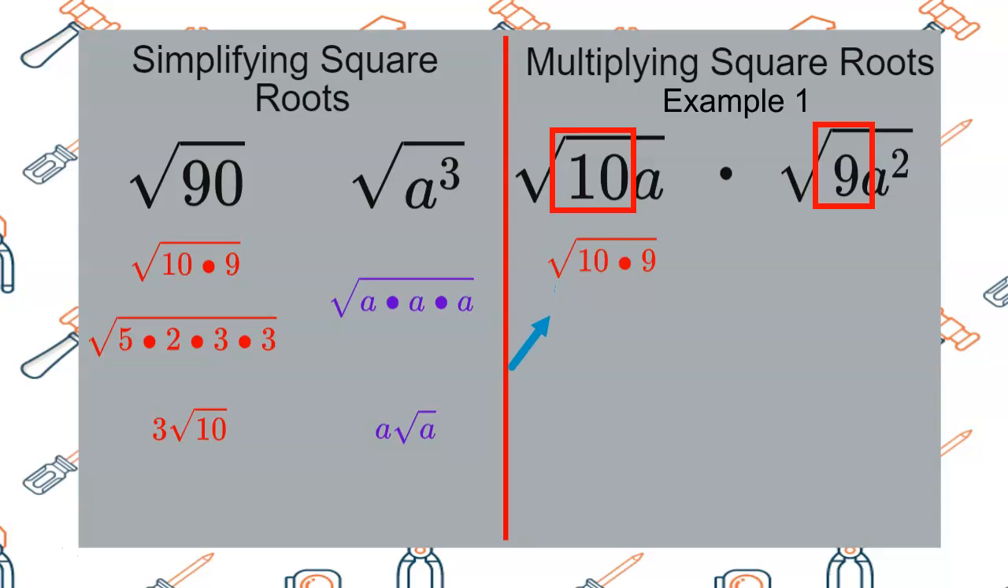From here, we'll break down 10 times 9 to its prime factors. So the factors of 10 we have are 5 times 2, and the factors of 9 we have 3 times 3. And here we have the prime factorization of 10 times 9.